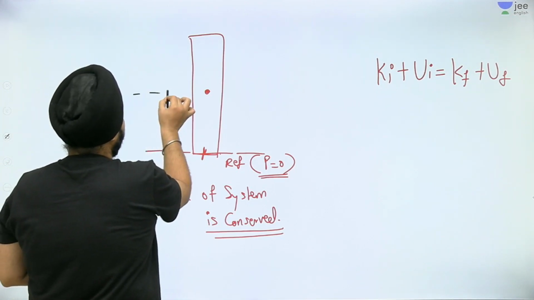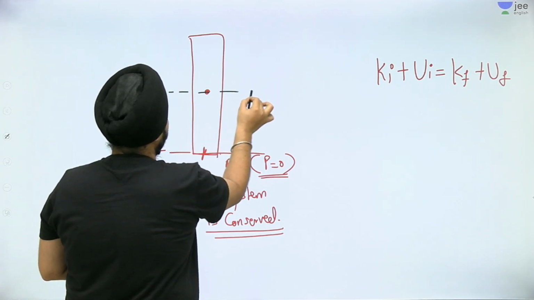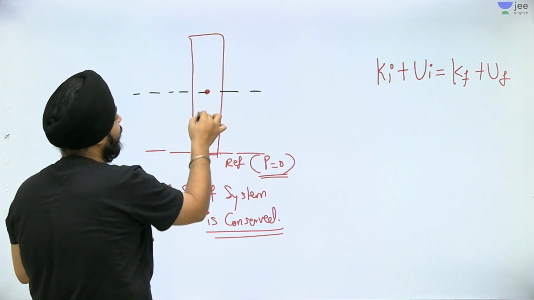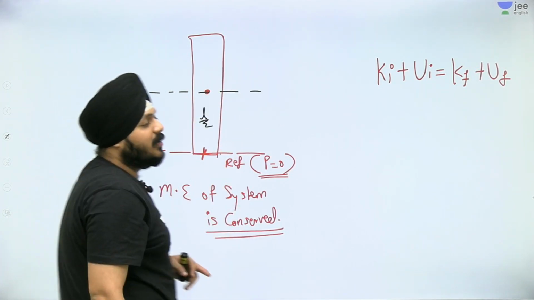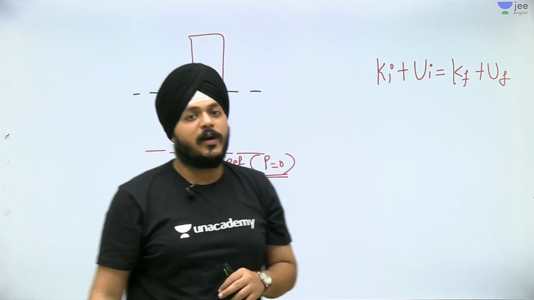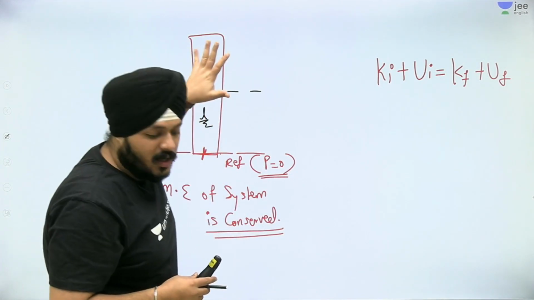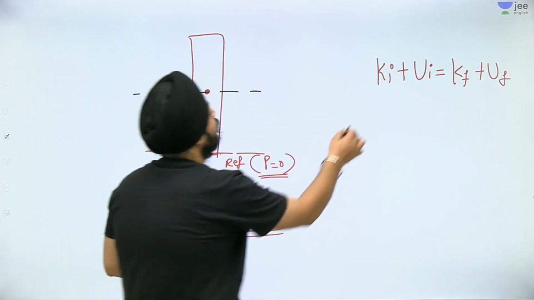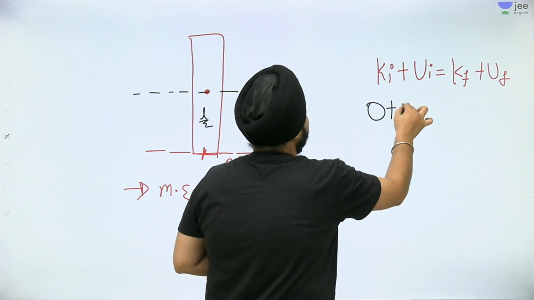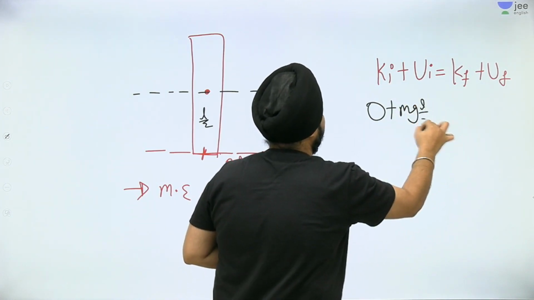Whenever we are talking about the potential energy of the rigid body, the distance between the center of mass and the reference point is taken. Initially, it is at rest, so kinetic energy is 0. Plus potential energy, can I say, mgL by 2.